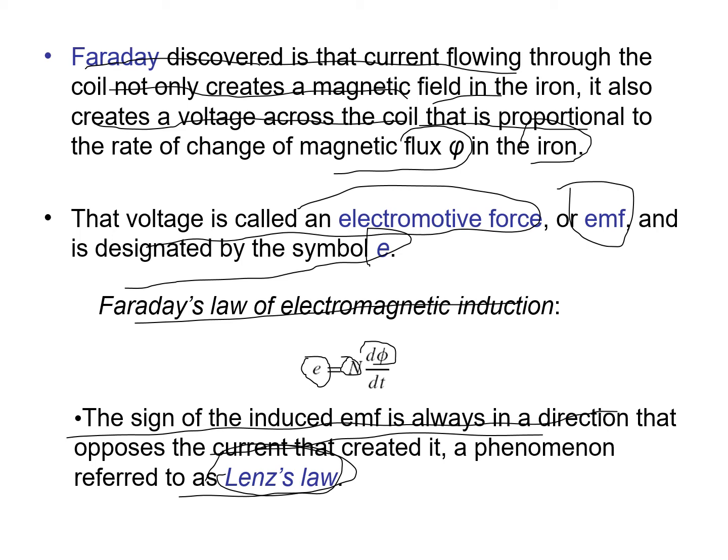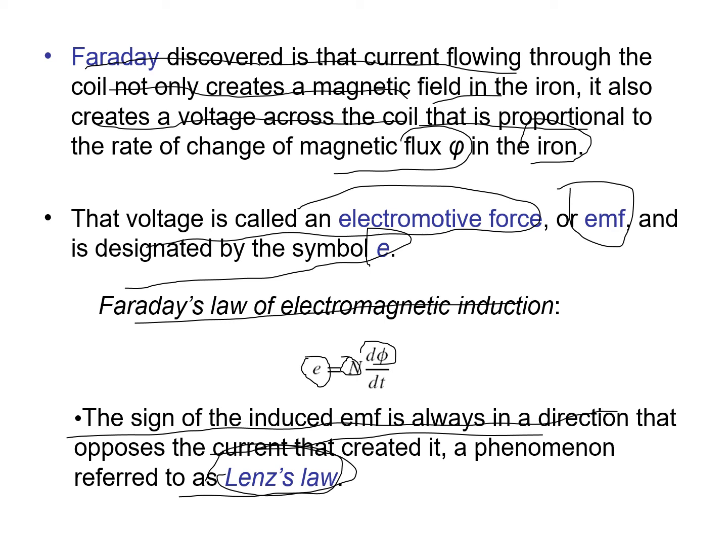Faraday discovered that a current flowing through the coil not only creates a magnetic field in the iron, it also creates a voltage across the coil that is proportional to the rate of change of flux. The iron is nothing but a coil. This voltage is called the electromotive force, represented with EMF, and designated by the symbol small e.